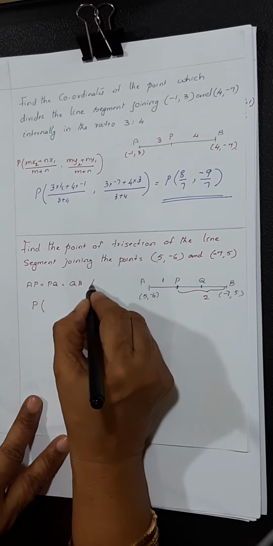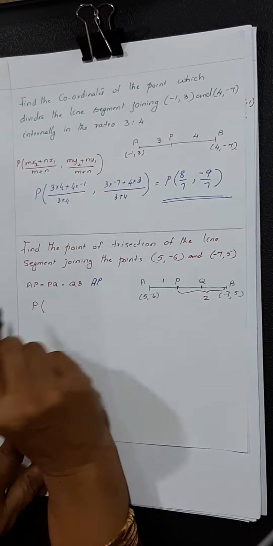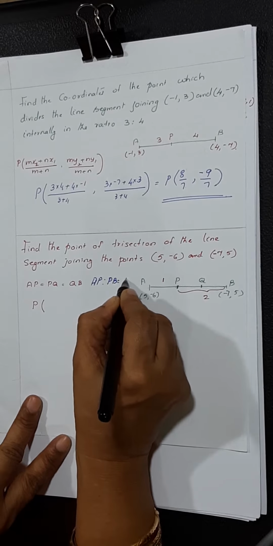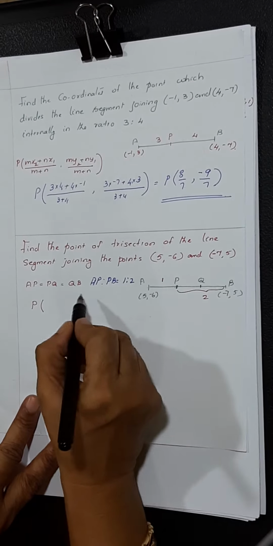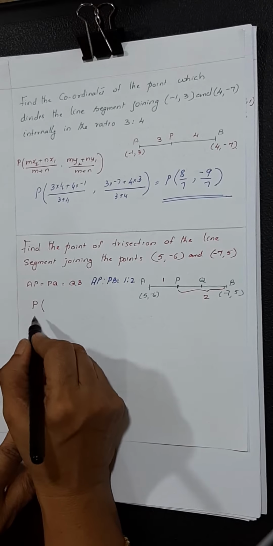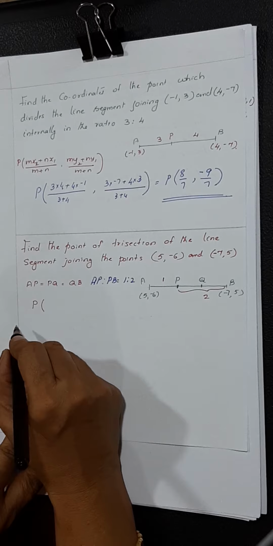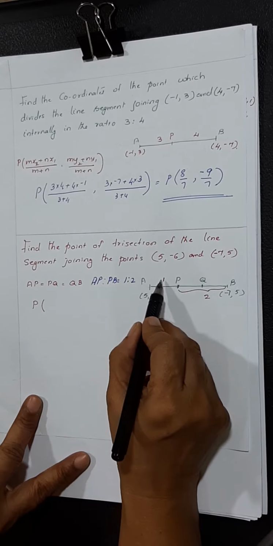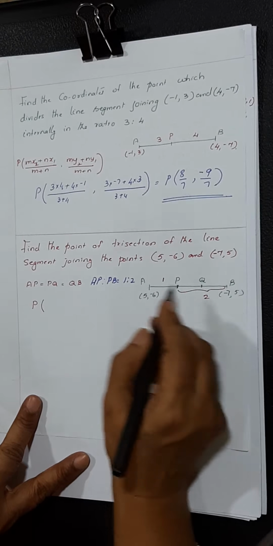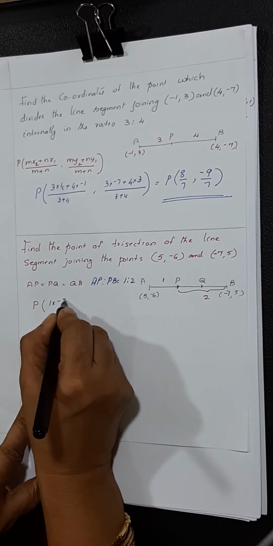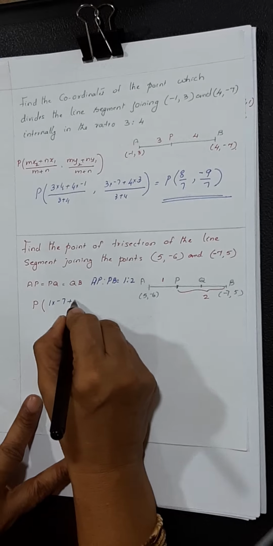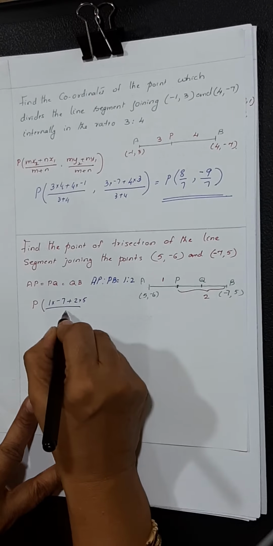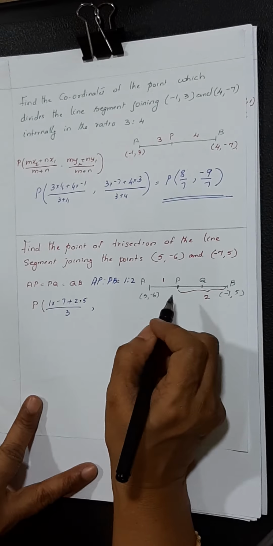So AP is to PB is equal to 1:2. Now we will find the coordinate of P. So again use the formula mx2. So 1 into -7 plus 2 into x coordinate 5 by 3. Similarly, my2.